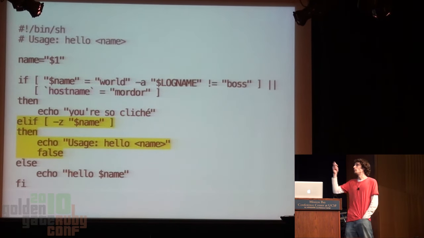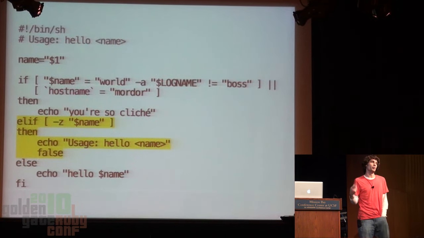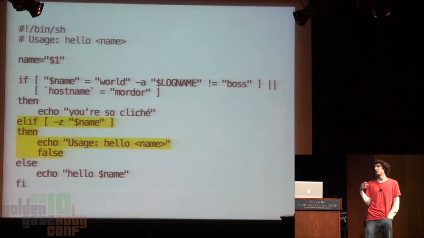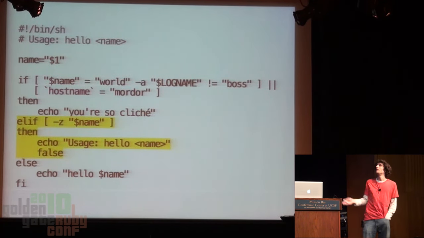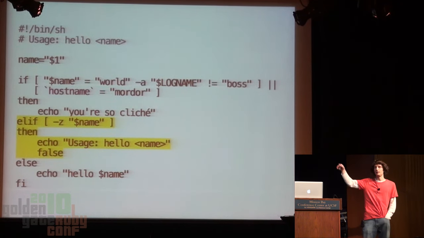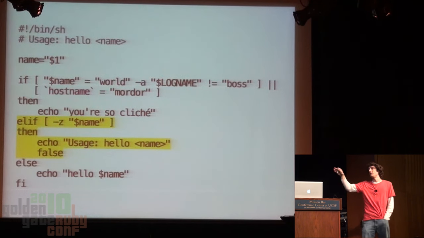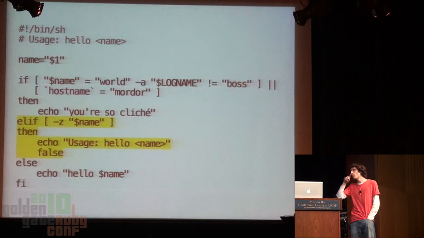Now we notice there's a bug in this program. If you just say hello with no name, it doesn't give you a nice message or tell you that you're using it wrong. It just says hello, and that's not right. We want it to give an error message, so we do an else. And here again, we see another weird syntax thing with the dash z. That means zero length. We're testing if the string is zero length. If it is, then we want to say a usage message and exit non-zero.